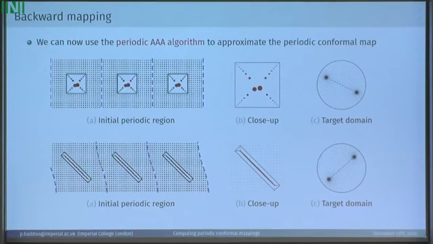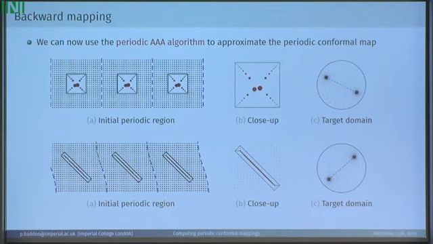And here's another example of an elongated region, and we didn't tell AAA the structure of the branches. It discovered this kind of intrinsic branch structure that runs along the center of this rectangle here. So that's very nice, and it goes onto this target domain here. Okay, so now we have the forwards and the backwards mappings going from circular domains to periodic polygonal domains.